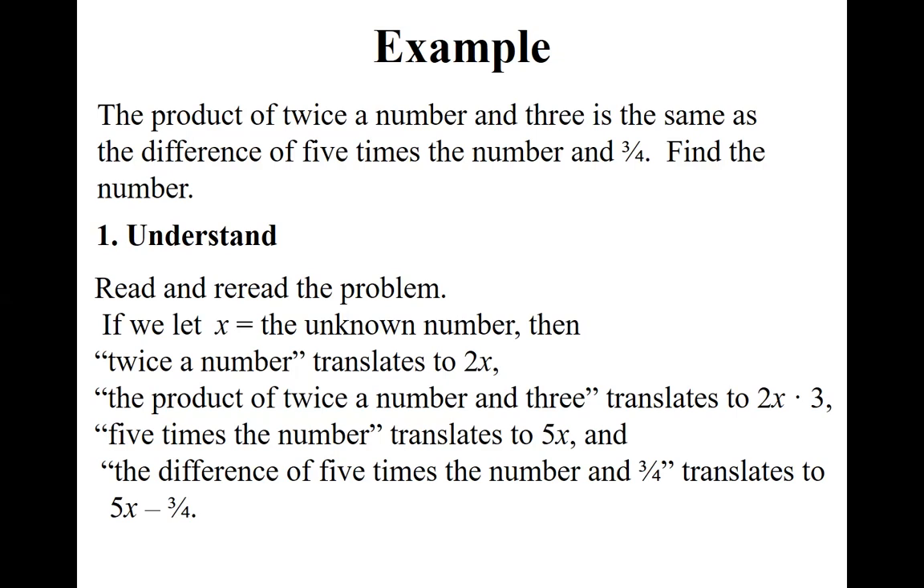So if we let x be the unknown number, then twice a number would be 2x. The product of twice a number and 3 would be 2x times 3. 5 times the number would be 5x. So the difference of 5 times the number and 3/4 would be 5x minus 3/4. So now we understand all the parts of the problem. Let's continue.